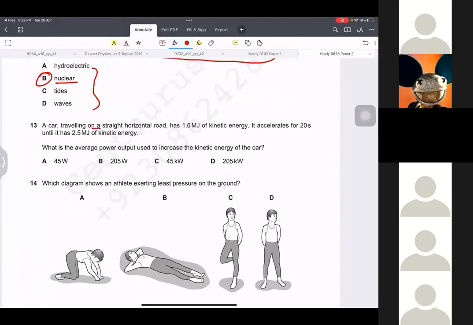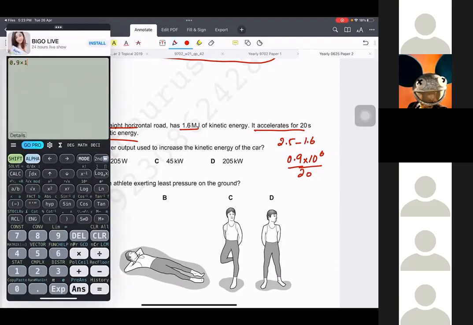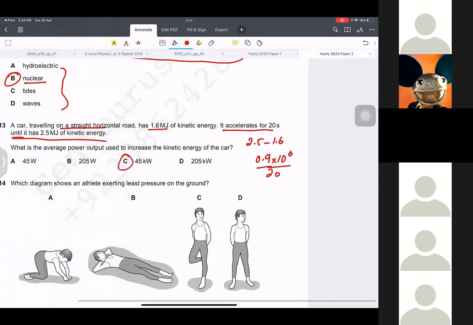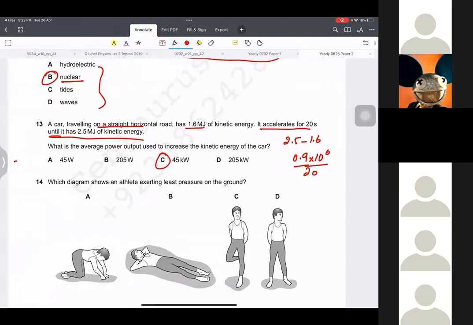The car traveling on a straight horizontal road has this kinetic energy, accelerates for 20 seconds until this. What is the average power output of the increased kinetic energy? 2.5 minus 1.6 is 0.9 megajoules, 10 raised to 6, divided by 20. So that's 45,000. That's for 35, right? So that's pretty much simple.